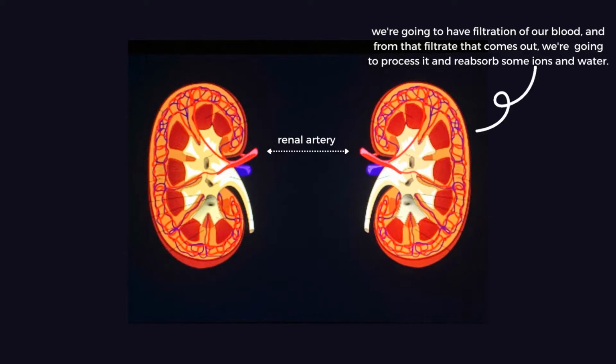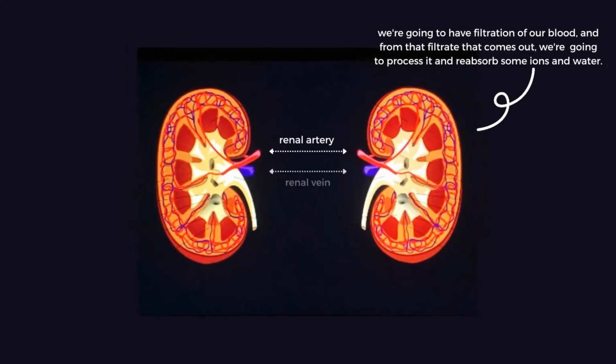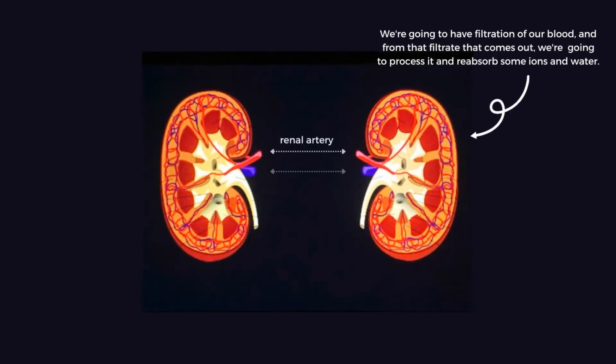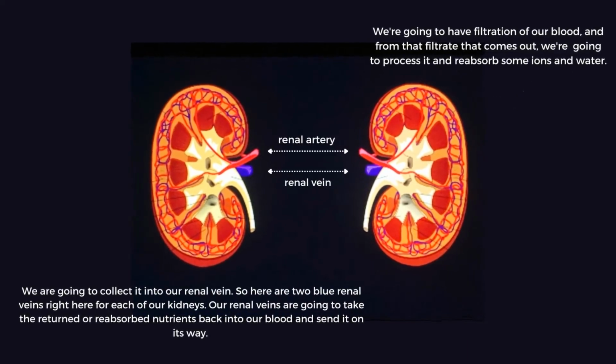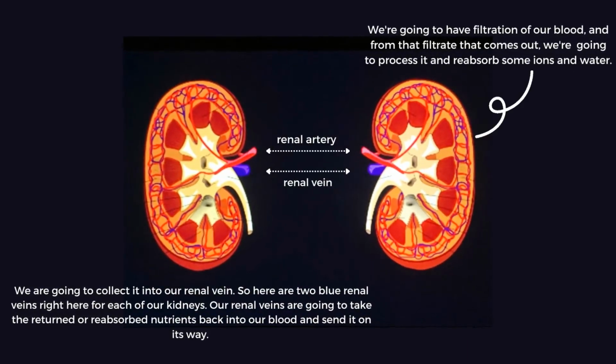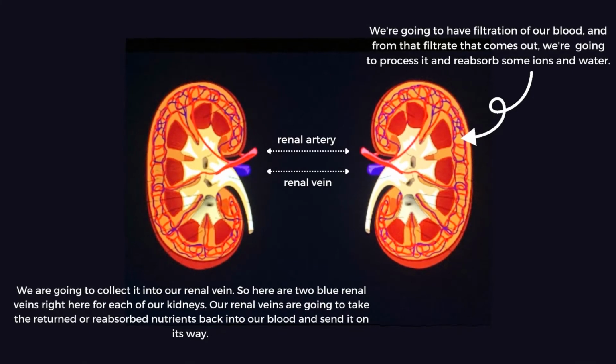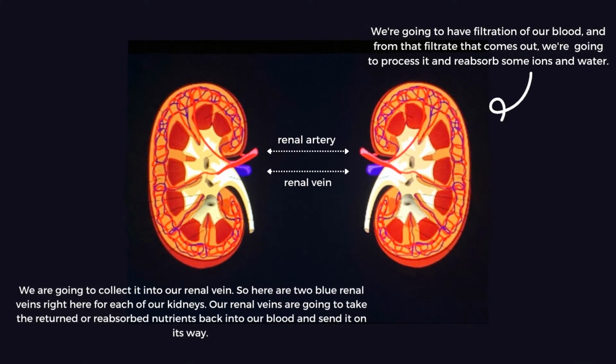So this is the renal vein. Here are the two blue renal veins right here, one for each of our kidneys. Our renal veins are going to take the returned or reabsorbed nutrients back into our blood and send it on its way. So now we know how the blood enters and leaves.